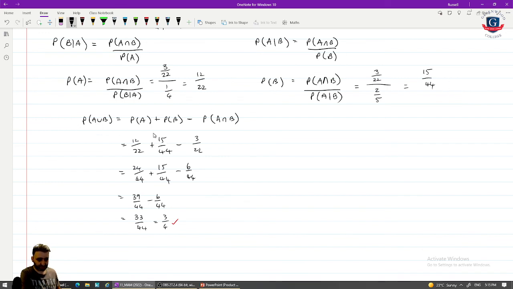Now we can find the union by using the following formula. We now have PA, we have PB, we have the intersection, substitute the values, find a common denominator, subtract, you'll get 33 over 44 again, and that simplifies to 3/4.